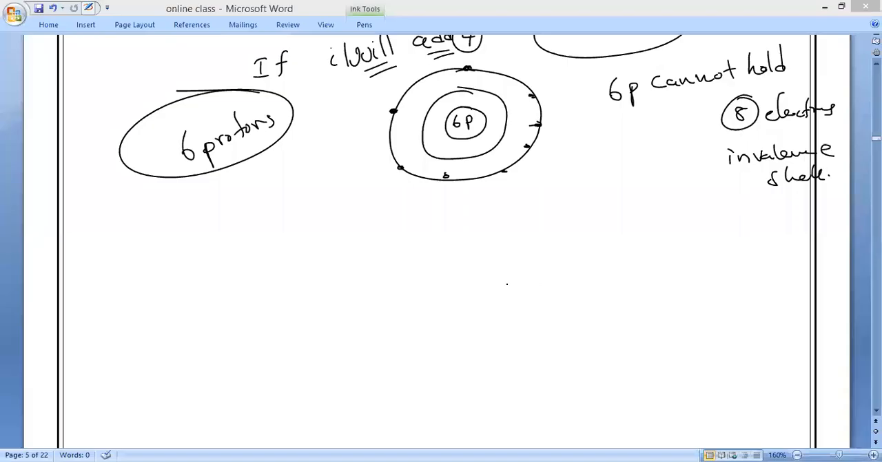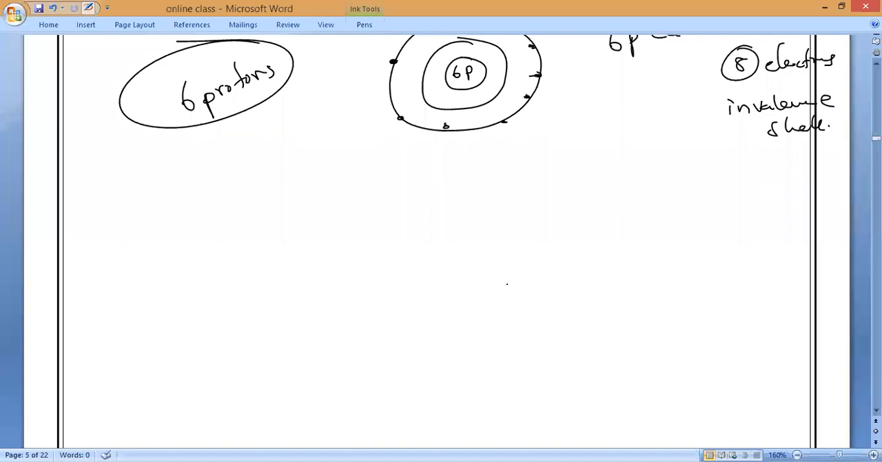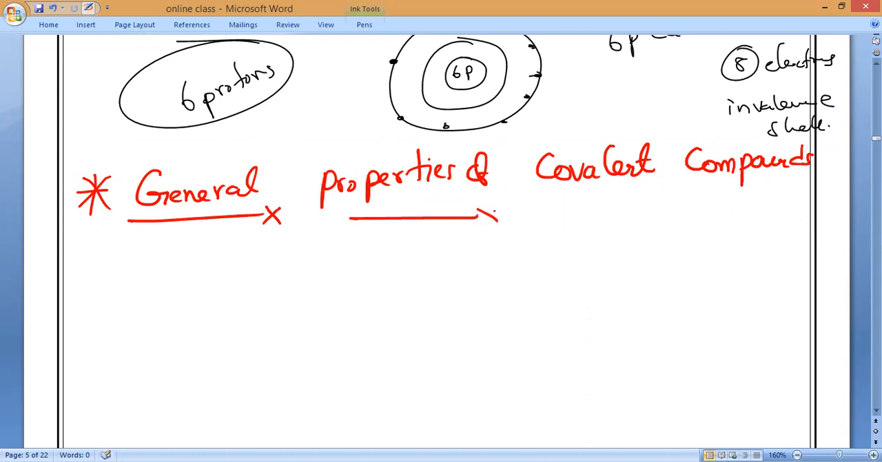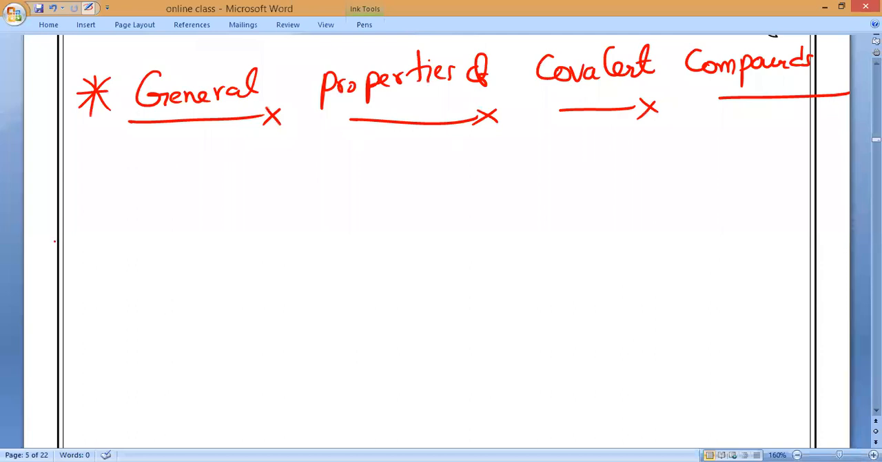Please let me know, or else please write the general properties of covalent compounds. We studied ionic compounds. Do you remember ionic compounds and covalent compounds? We already studied the properties in metals and non-metals. We are studying this quickly. If we finish this today, tomorrow we can go with the allotropes of carbon, then directly to the hydrocarbons. That is my target also. So let us finish it fast. General properties of covalent compounds.